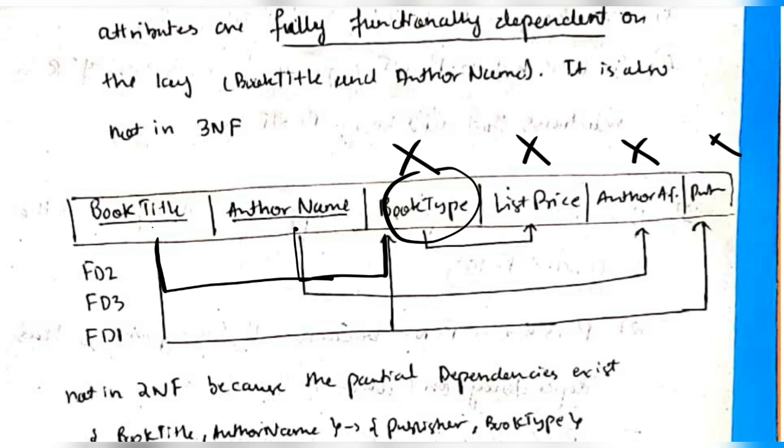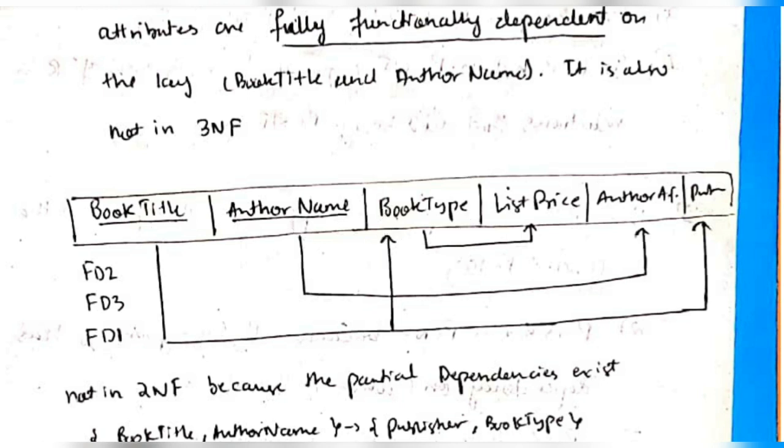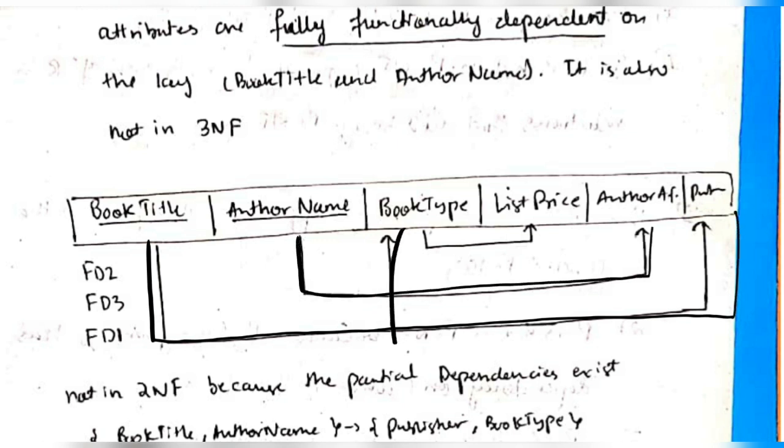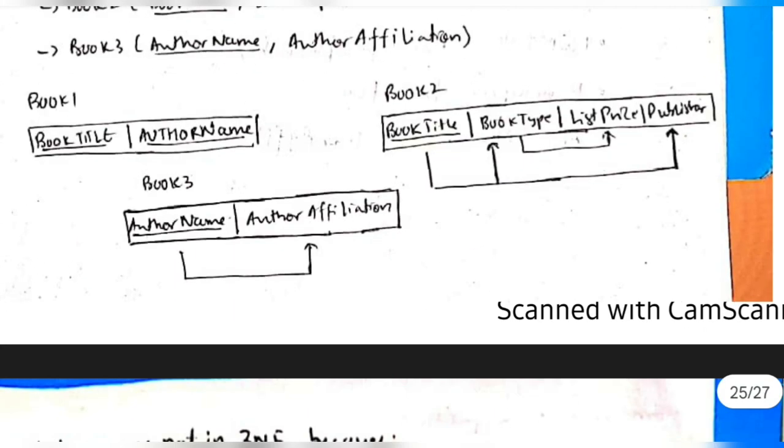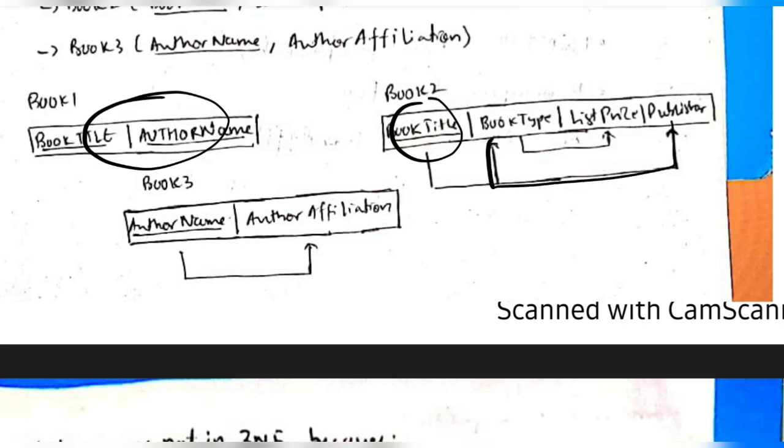So what do we have to do? We have to make separate tables. How many tables will we make? Book title is for publisher and book type, so we'll take that as a separate one. Author name is for author, we'll take it as a second separate one, and the third has only the primary keys. So we'll have three tables, with the primary key and the dependencies in each. Now these tables are in 2NF.